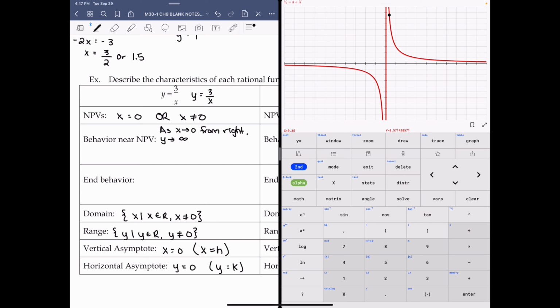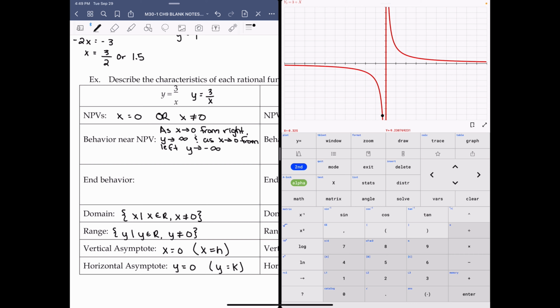And then if we look at the other side of the graph, as x approaches 0 from the left side, our y values are getting smaller and smaller. So as x approaches 0 from the right, y approaches infinity, and as x approaches 0 from the left, y is going to get bigger and bigger in the negative direction. So y is going to approach negative infinity.